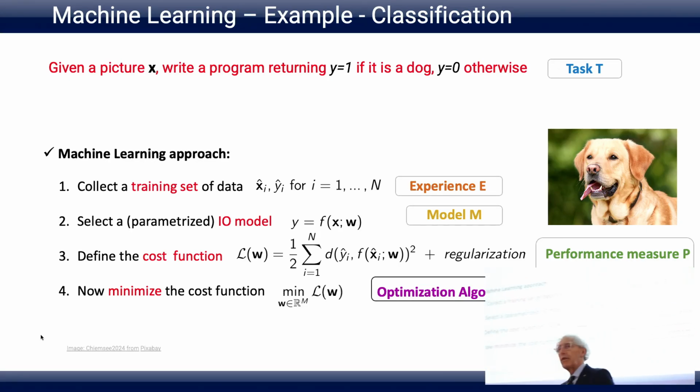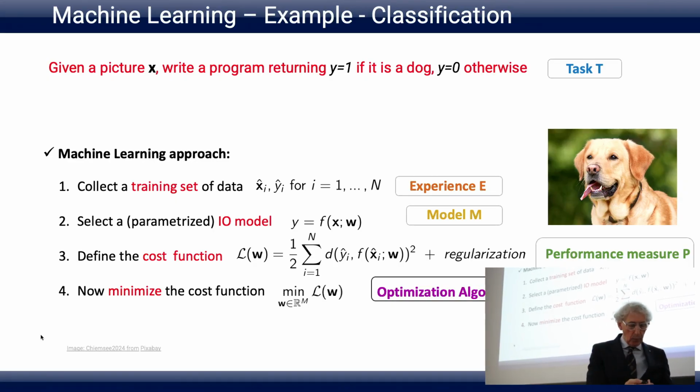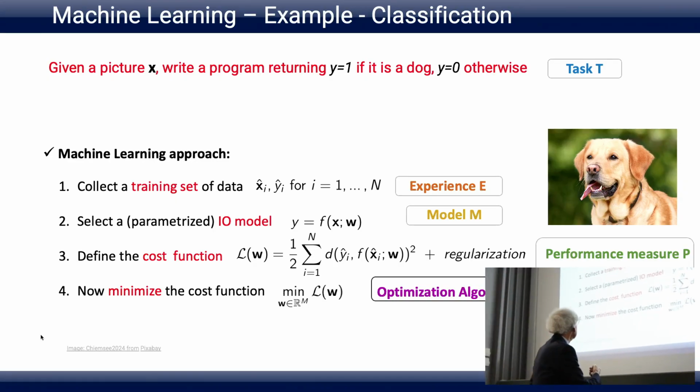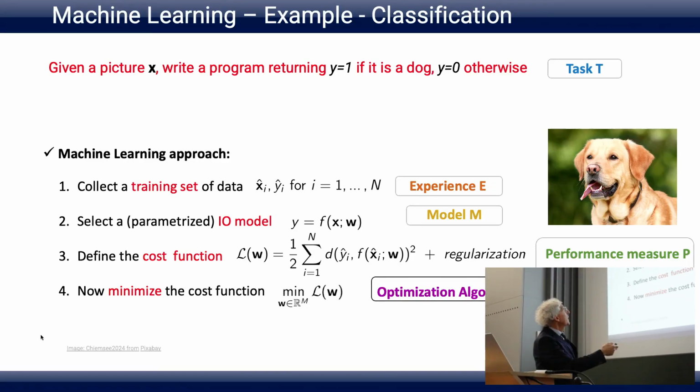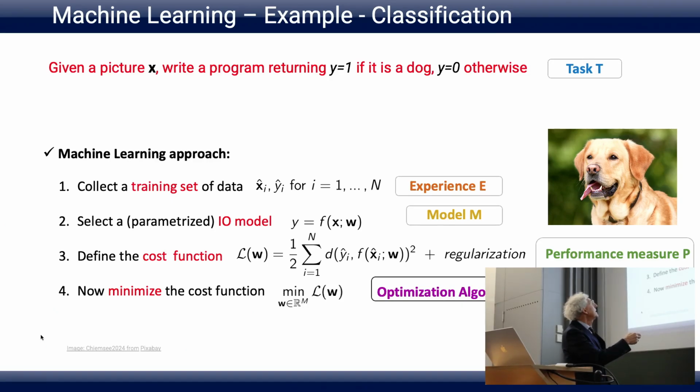Then, instead of a brain, we need a model. We need a mathematical model, right? So the training set is the set of experience, right? You see here in this notation, we have capital N pictures, and every picture may represent dogs or other elements, and this is our evaluation. We label it as 1 or 0. If it's a dog, 1, or 0 otherwise. This is the experience E.